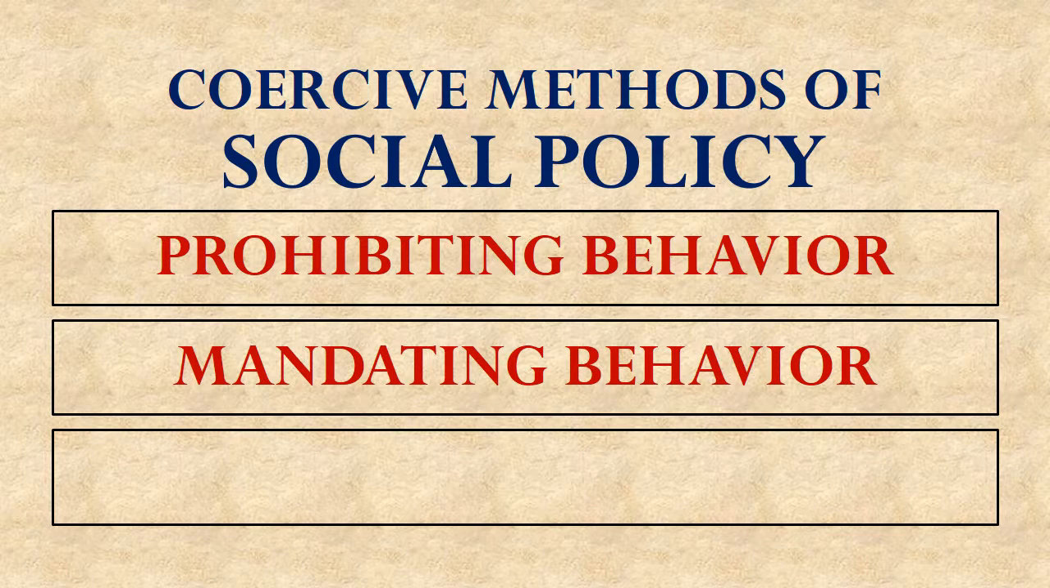So this then gives us the second way that the government may coerce people into behaving in the way that they consider to be socially correct. The first one is they prohibit them from doing something. Now the second one, they require them, or in other words, mandate them to behave in a certain way. In this example, by getting them to buy car insurance.